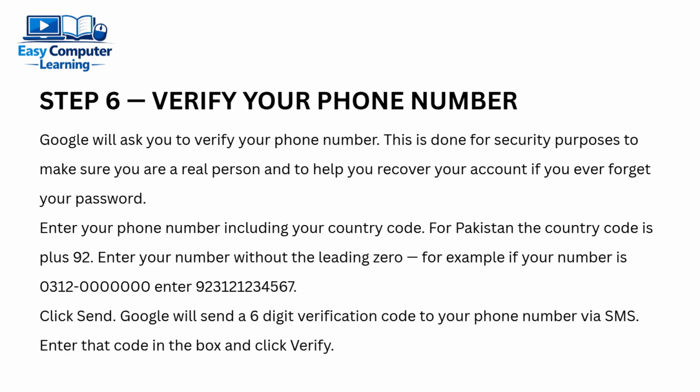Enter your phone number, including your country code. For Pakistan, the country code is +92. Enter your number without the leading 0. For example, if your number is 0312000000, enter 92312234567. Click Send. Google will send a 6-digit verification code to your phone number via SMS. Enter that code in the box and click Verify.